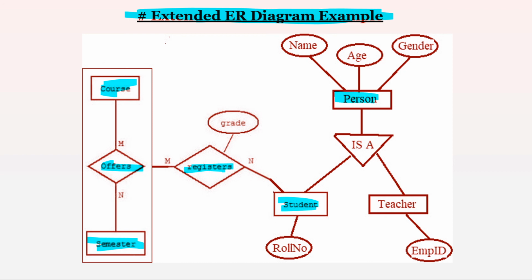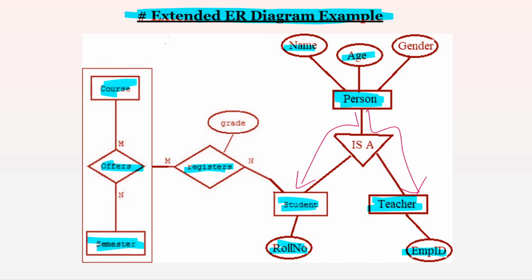Here person is a generalized class and student is a specialized class. So person is specialized to student, person is specialized to teacher. These are the advanced concepts of the extended ER diagram or enhanced ER diagram. They can have their own attributes such as roll number and employee ID. The employee ID belongs to the teacher only and roll number belongs to the student only.